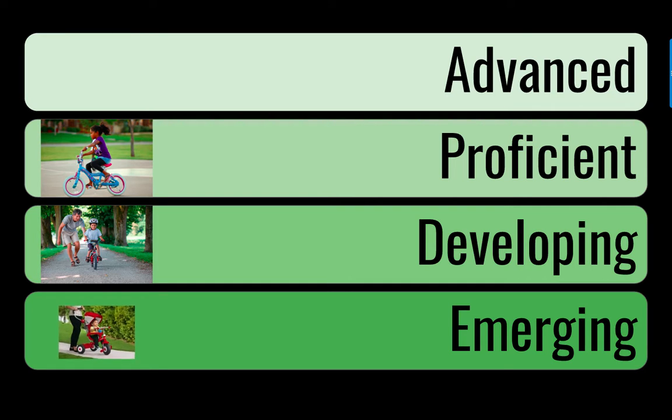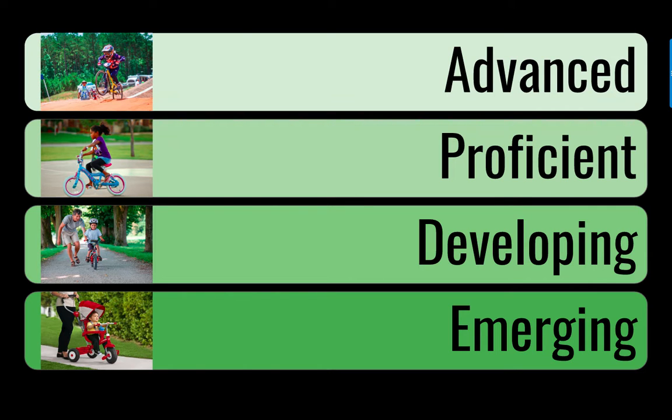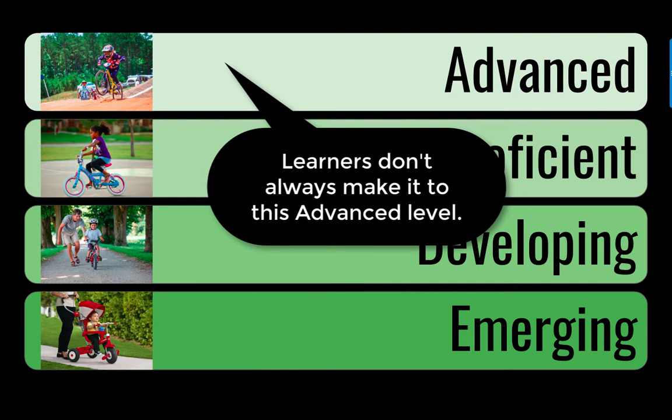And if you go down even one more level to the emerging level, they're really just gaining a little bit of exposure. They're not independent at all. They're not even developing. They're sitting there on their tricycle being pushed along with direct hand-over-hand help from the parent or guardian behind them. And then all the way at the top, beyond the proficient level, is that advanced or deeper learning level. It's like a BMX biker, and not everybody's even expected to get to the advanced level. I know not even all of us are at that advanced level for biking. I certainly do not ride a BMX bike, no.